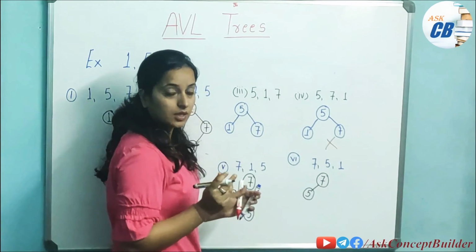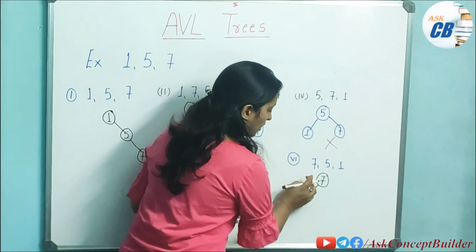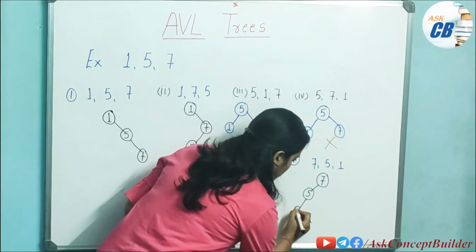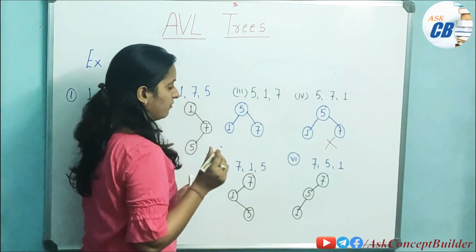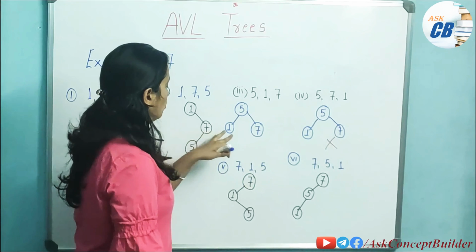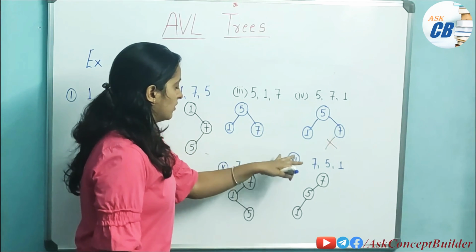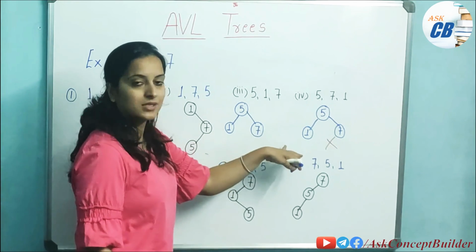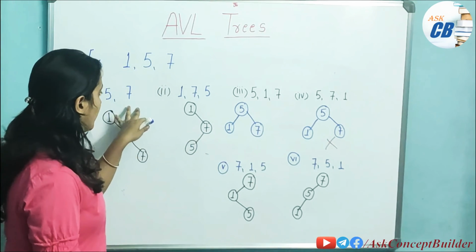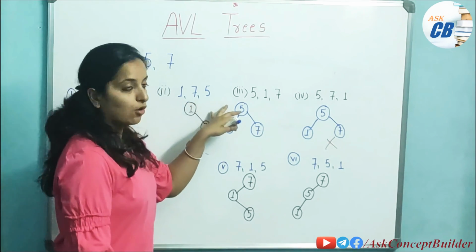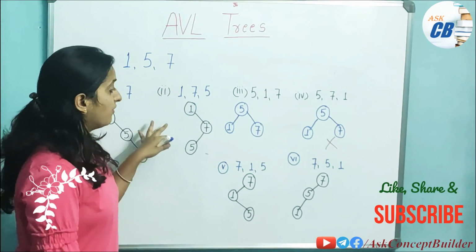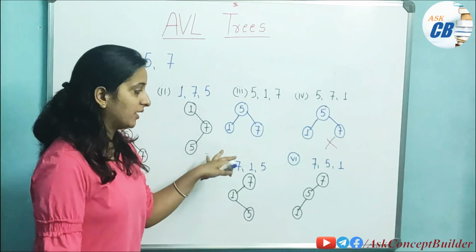Fine. Now 1 is smaller than 7, and it is smaller than 5, so again it will come to the left of 5. So now these are the 1 2 3 4 5, because these two are same. So 5 different binary search trees you can make from 3 different nodes given. Fine. 5 different and unique binary search trees.